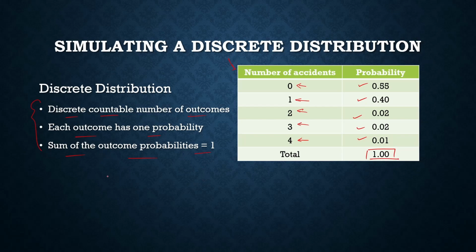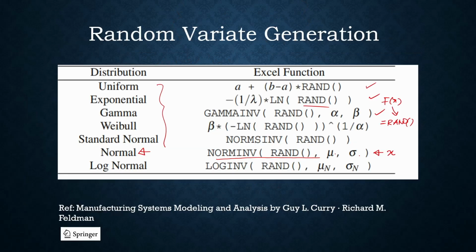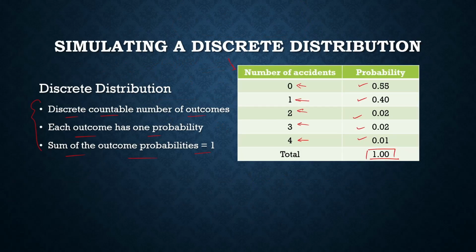So earlier in the previous part of the presentation, we discussed continuous distributions. All these distributions are continuous in nature, and using specific Excel functions, we can actually formulate the inverse functions of these particular distributions. But in case of discrete distribution, that is not going to happen.